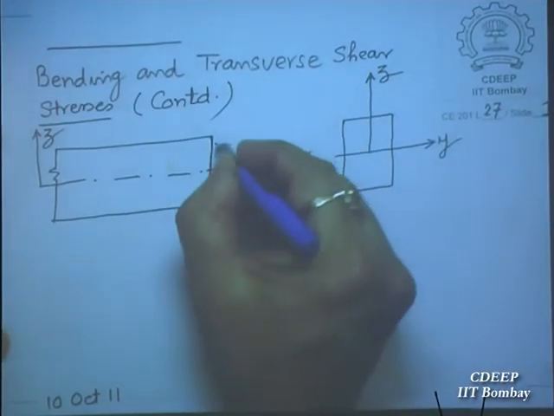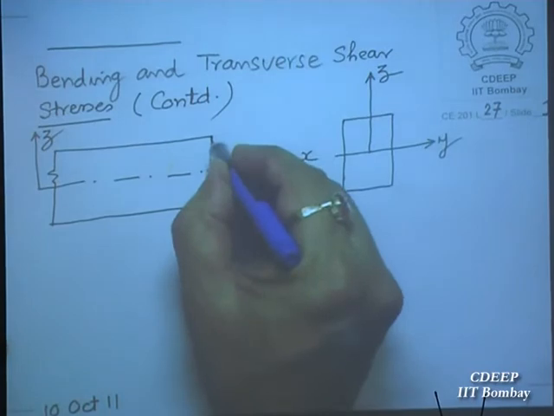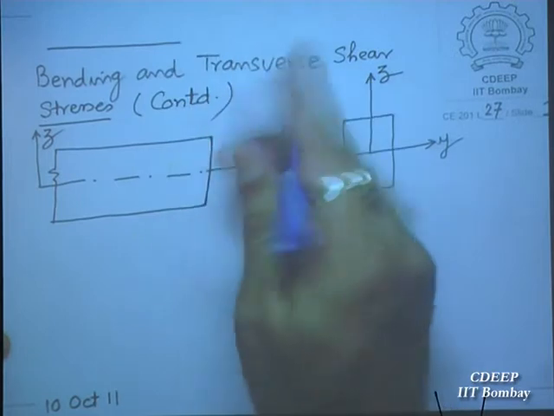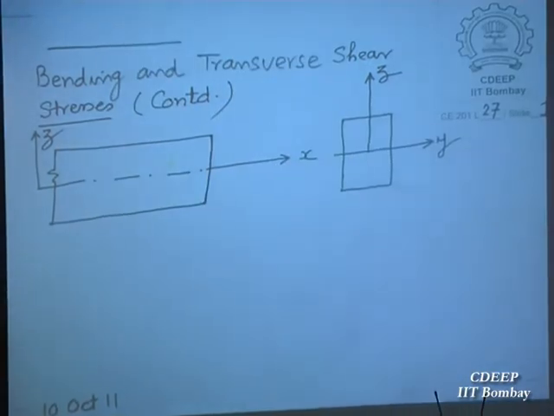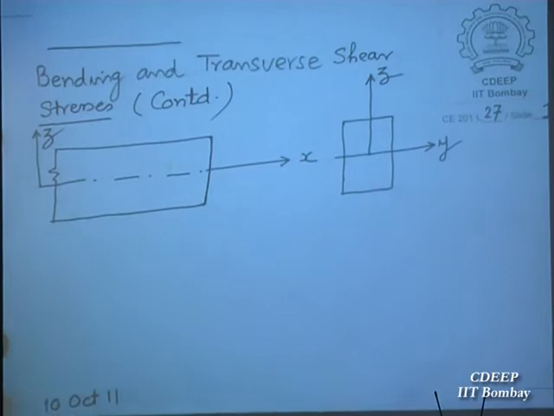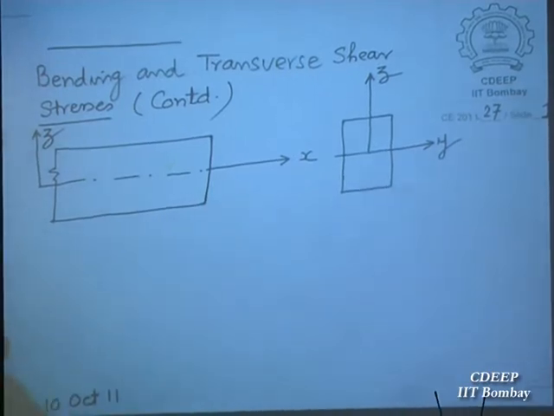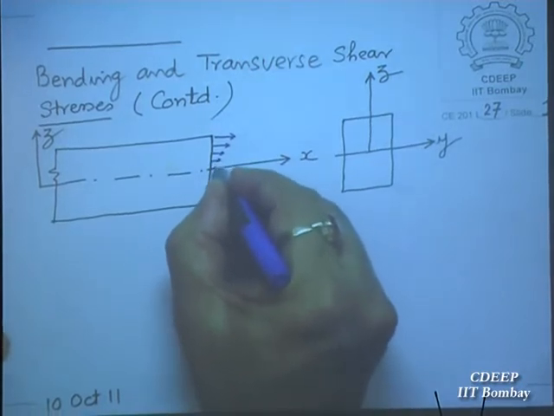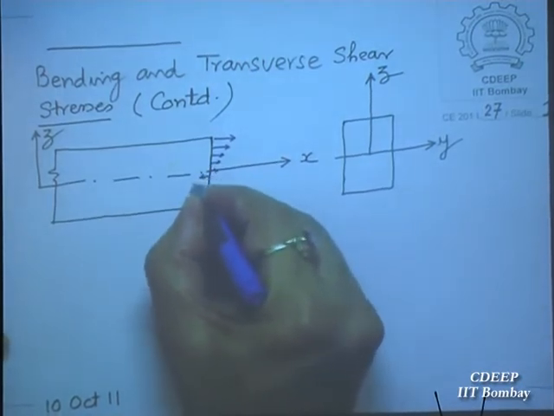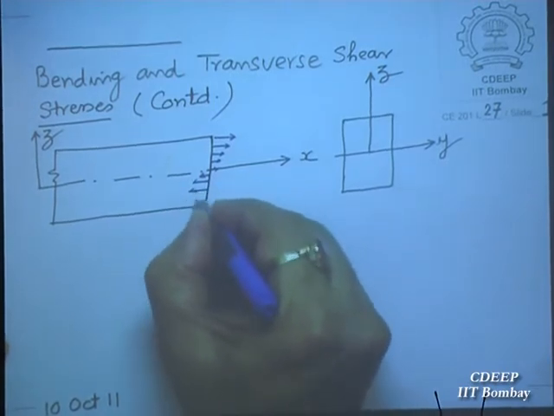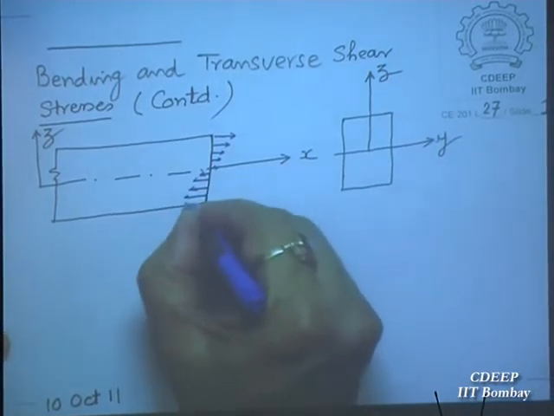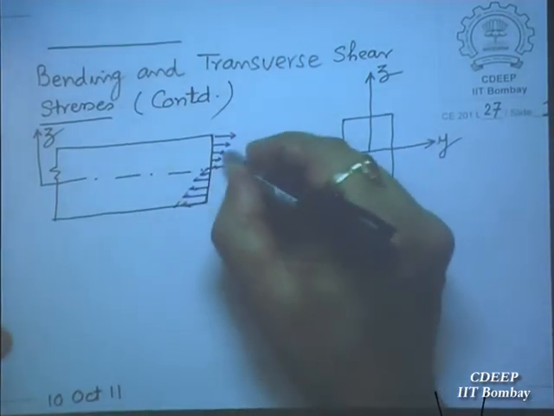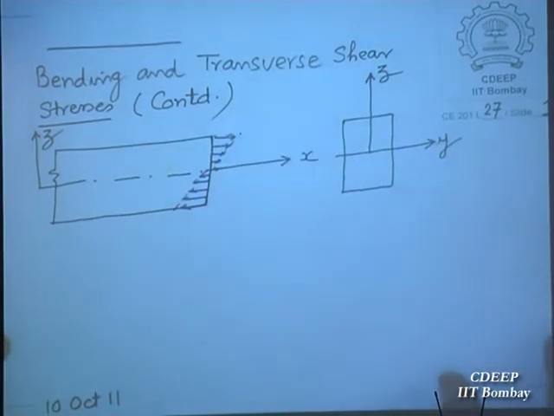Bending stress means the stress is acting in the X direction. When you have a bending moment and shear force acting on the cross section, there will be bending stresses which will be small here, and then this will become compression, and this is why you have a triangular variation of bending stress.